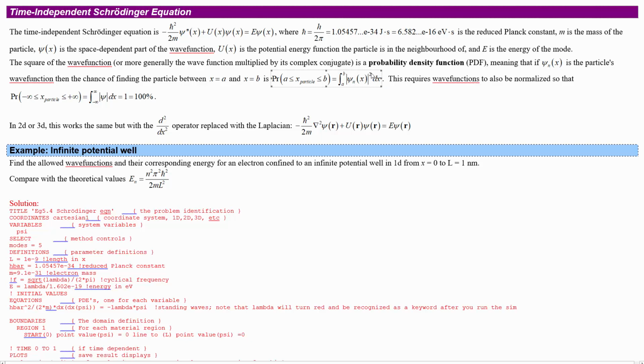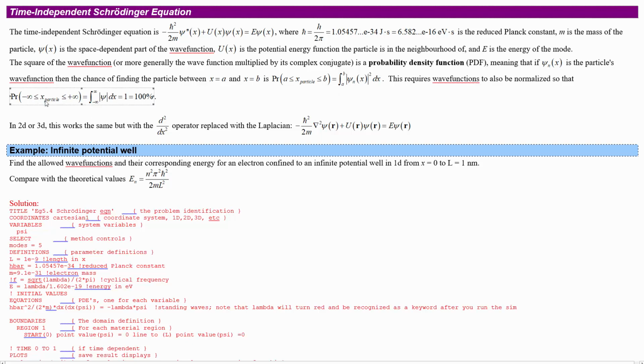Something that behaves like this, where you integrate it between a and b, and that tells you the probability that this thing is between a and b, is a probability density function. A characteristic of probability density functions is that they need to be normalized for them to make any sense.